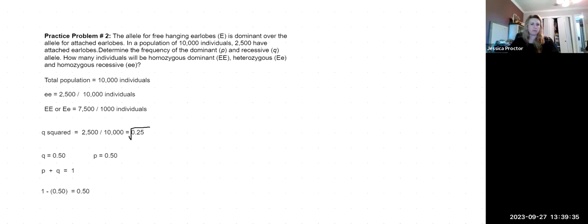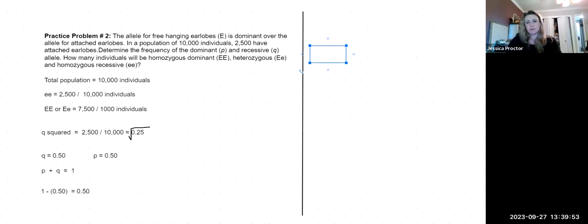And then step 2 is the easy part, as long as we've memorized our equation. Step 2 just involves us plugging those values of p and q into our Hardy-Weinberg equation. Okay, so we're going to write out the equation first. p squared plus 2pq plus q squared is going to bring us all the way to 1. Okay?